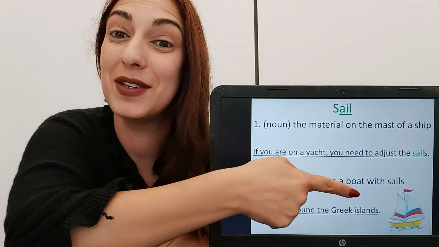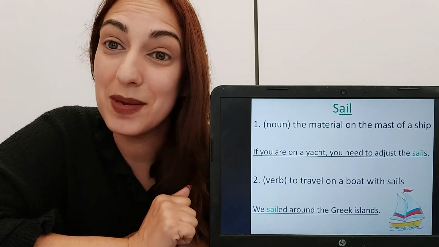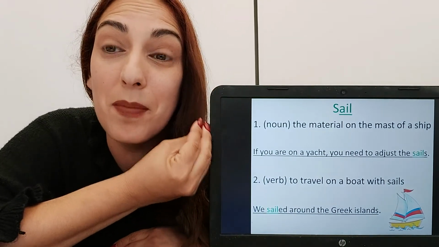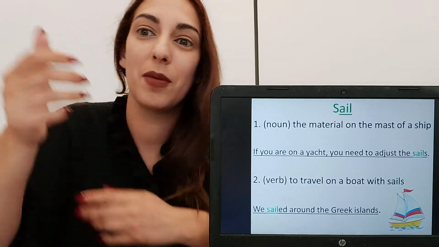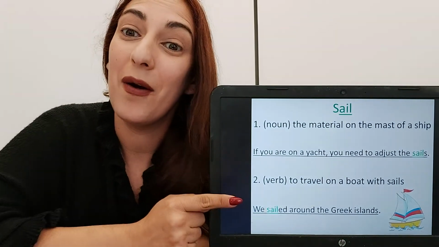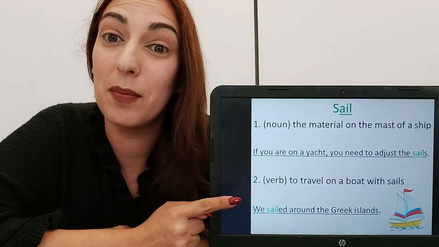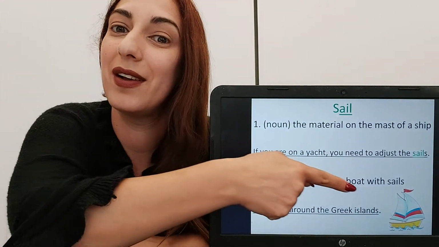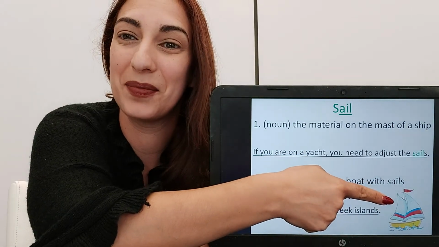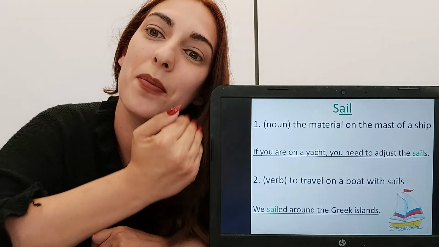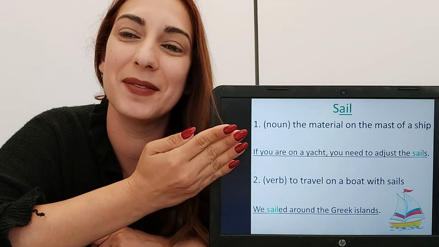Now this sail, as you can see in the picture, talks about ships. So as a noun, it can mean the material on the mast of the ship, the material that you pull and tug while you're sailing. Or as a verb, it can literally mean to sail by boat, to travel somewhere by boat. And usually that boat would have a sail like that. So that's the sail there. Okay? So pause the video, compare this sail to the previous slide with sale.